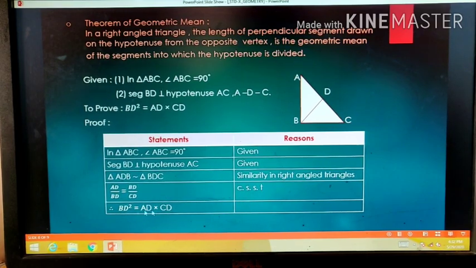Then do the cross multiplication. BD square is equal to AD into CD. Hence, the square of the altitude is equal to the product of the segments in which the hypotenuse is divided. Okay, this is called the theorem of geometric mean.